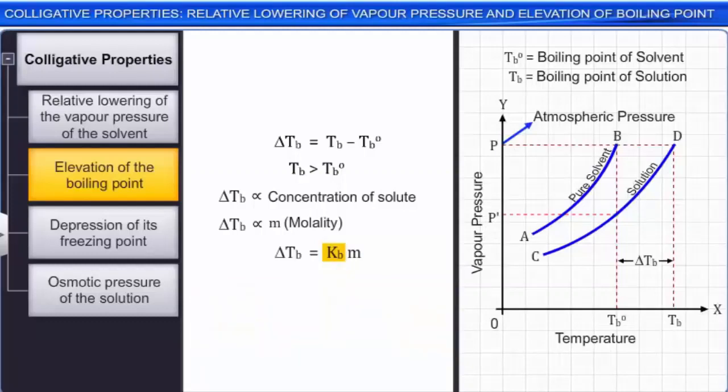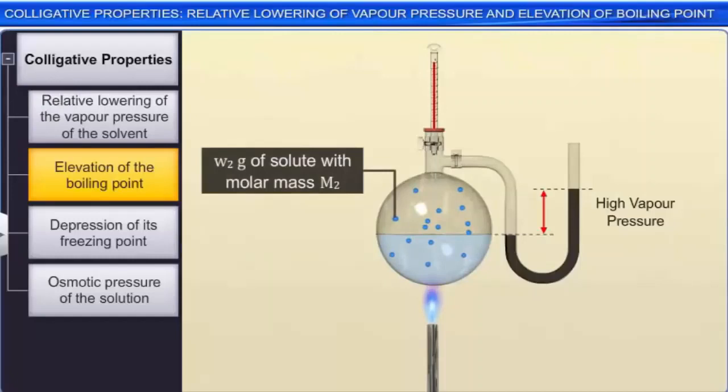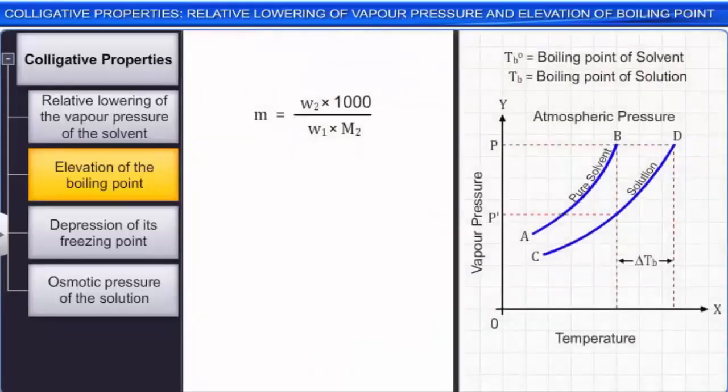Molal elevation constant is defined as the elevation in the boiling point when 1 mole of a solute is dissolved in 1 kilogram of a solvent. Thus, the unit for molal elevation is Kelvin kg per mole. If W2 grams of a solute with molar mass M2 is dissolved in W1 grams of a solvent, then molality m of the solution is given by W2 multiplied by 1000 divided by W1 multiplied by M2.